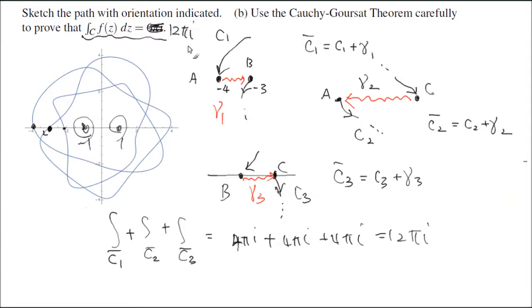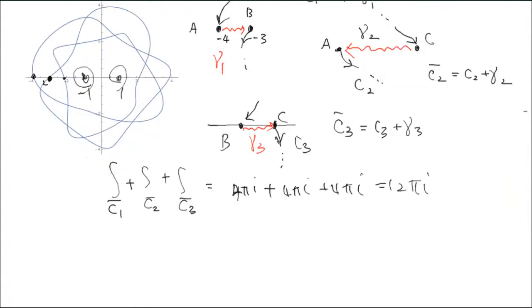What we want is C1 plus C2 plus C3, right? That's what we want. That's the original curve. So let me separate it. 12 pi I is going to be C1 plus C2 plus C3, right? But what should be added here? The additional thing we throw in: gamma 1 plus gamma 2 plus gamma 3, right?